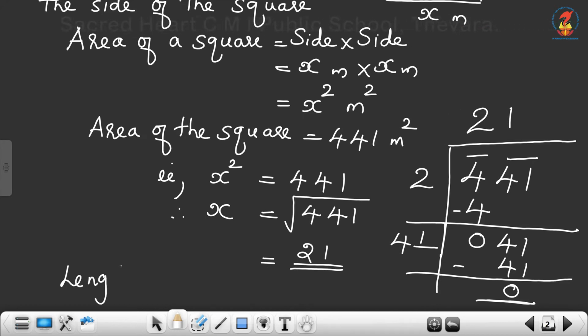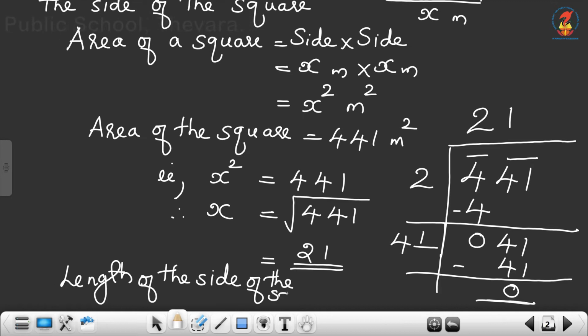Therefore, length of the side of the square is equal to 21 meters. The length of the side of the square is equal to 21 meters.